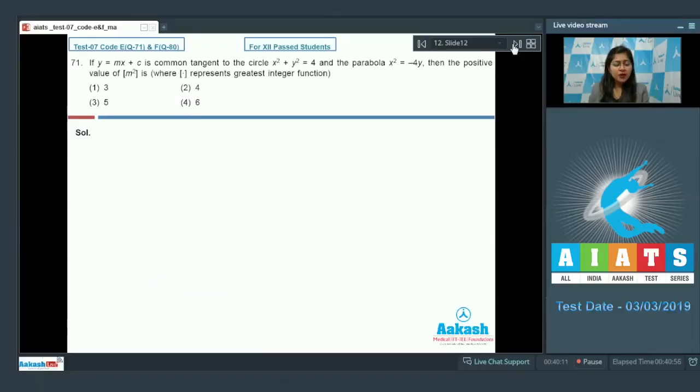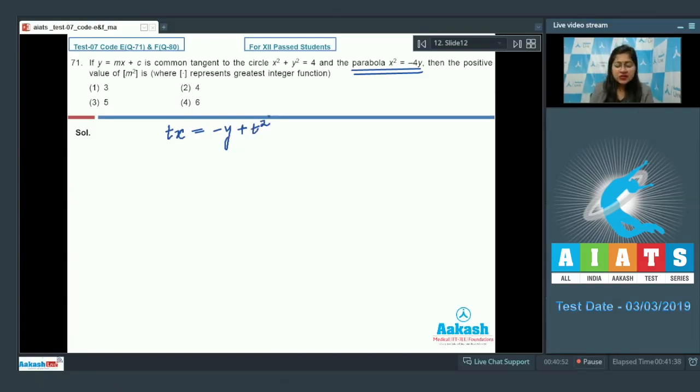Next is question number 71, which says that if y equal to mx plus c is a common tangent to the circle x square plus y square equal to 4 and the parabola x square equal to minus 4y, then the positive value of the greatest integer of m square is. Now the equation of tangent on the parabola will be tx equal to minus y plus t square, right?